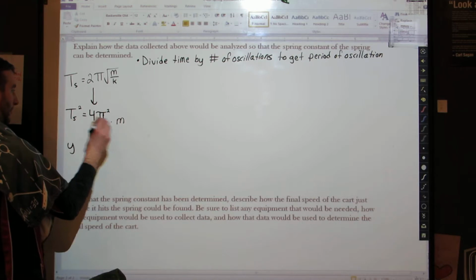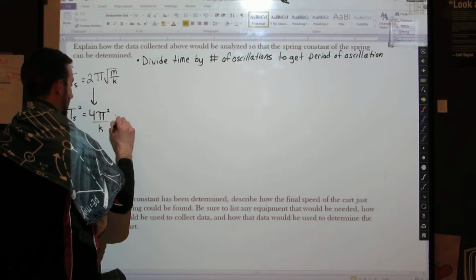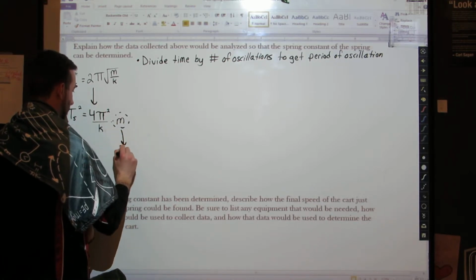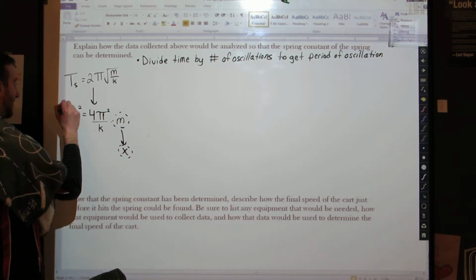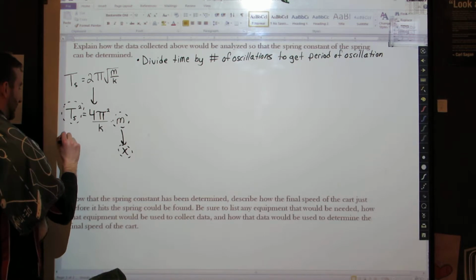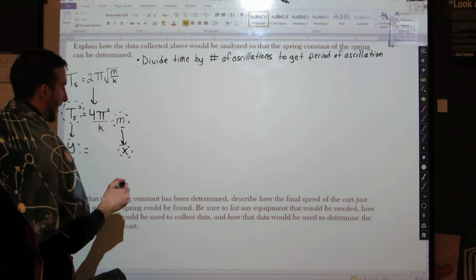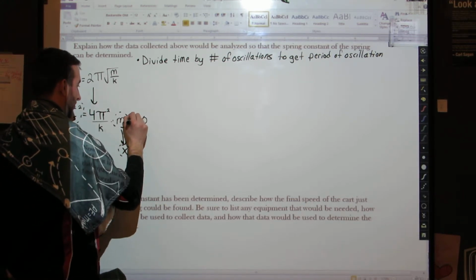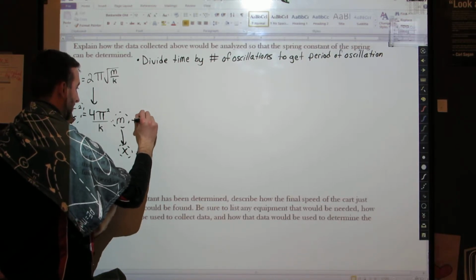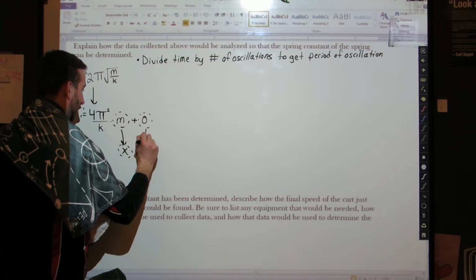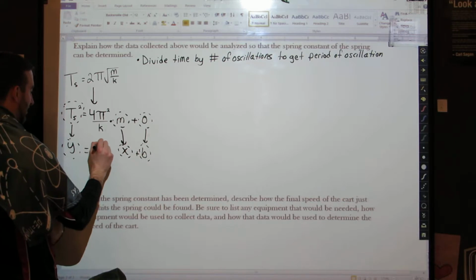Well, guess what? m, that's your independent variable. It's kind of like your x variable. This is your dependent variable, kind of like your y variable. We know there's an equal sign in here. There's nothing getting added on, so there is no plus b term. This is a 0, this is b, which leaves this right here, 4 pi squared over k.